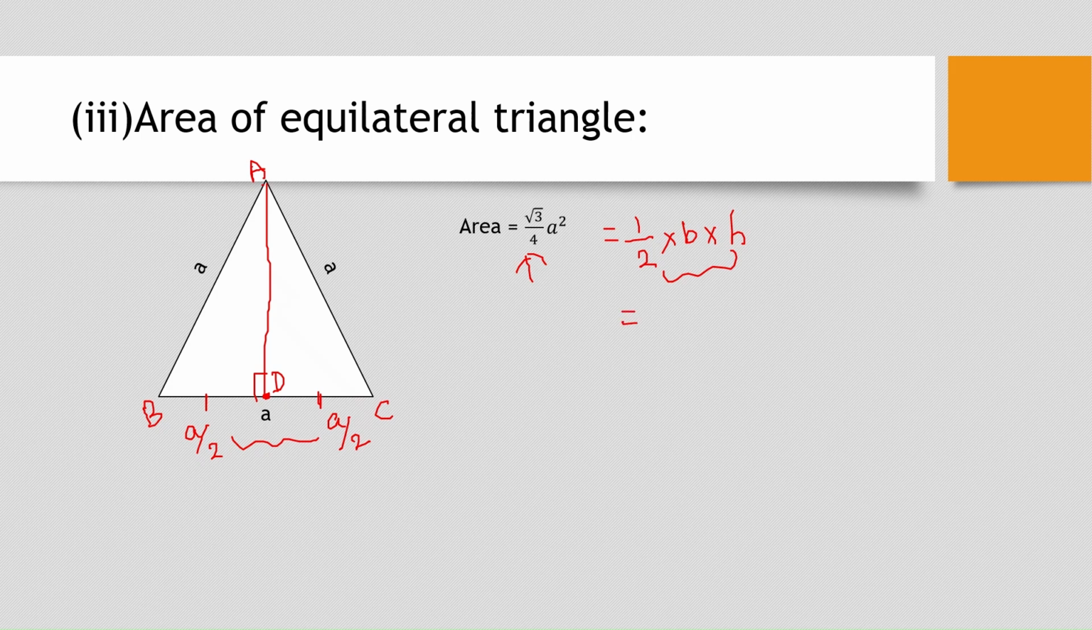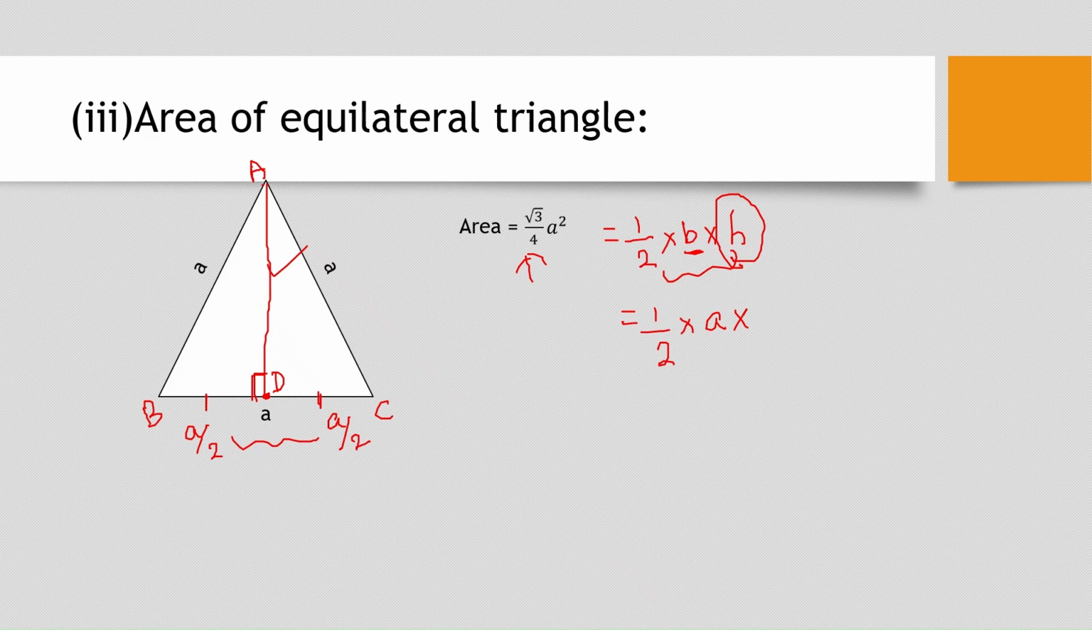In this, what is our BC? It's nothing but A. That means your base is A. But we still need to know the height. For finding the height, we drew this AD line and we are going to use the Pythagoras theorem to find AD. You all know that in a right angle triangle we can use the Pythagoras theorem.